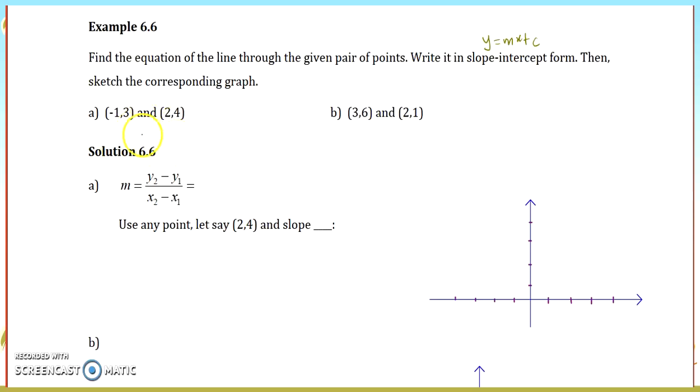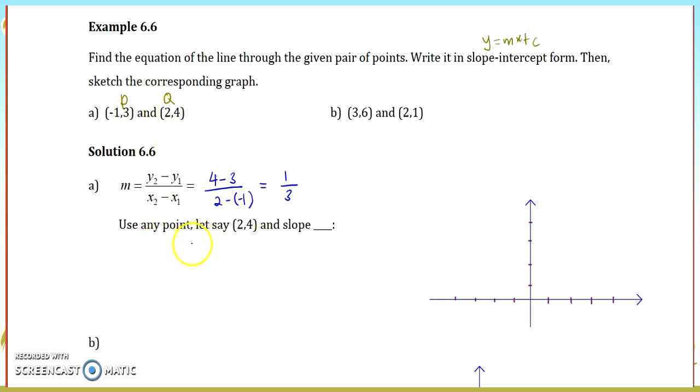What is the equation of the line that passes through points P and Q? First, we find the slope of this line by using this formula. Find the difference of the y components, so let's say point Q minus point P. So 4 minus 3 divided by 2 minus negative 1. So we get 1 over 3. This is the slope or the gradient of the line that passes through points P and Q.